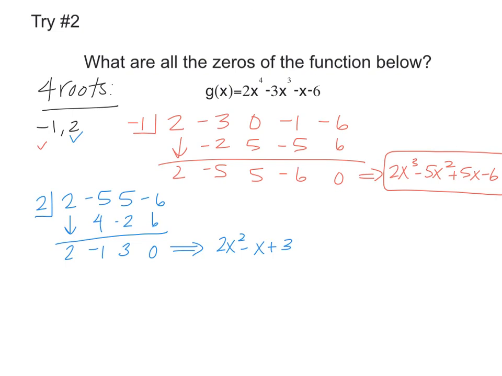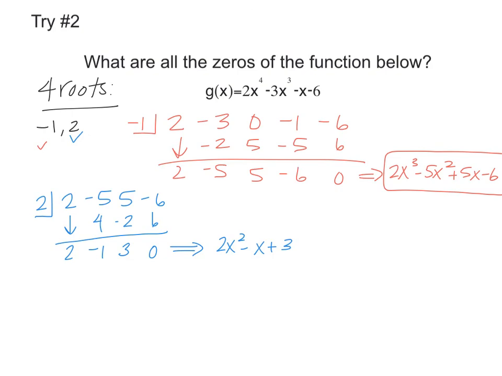Let's see. AC would give you 6, and the factors of 6 are 2 and 3. Let's see. If you try to do 2 and 3, that would have to be -3 and +2, and that's not going to work because it's not going to give you 6. So at this point, we have to do the quadratic formula.